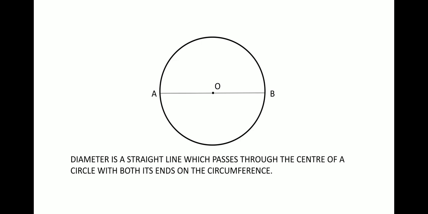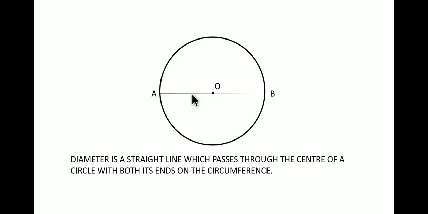Similarly, if there is a straight line which passes through the center and the two ends of the straight line meet the two opposite parts of the circumference, like point A and point B, then this straight line is called the diameter. So the diameter is a straight line which passes through the center of a circle with both its ends on the circumference. Here if you notice, OA from O to A is the radius, and also from the point O to point B is again another radius.